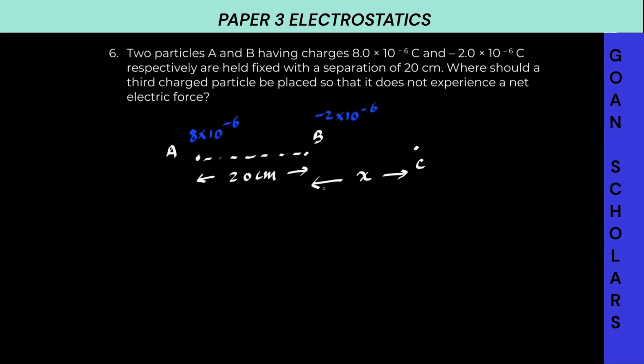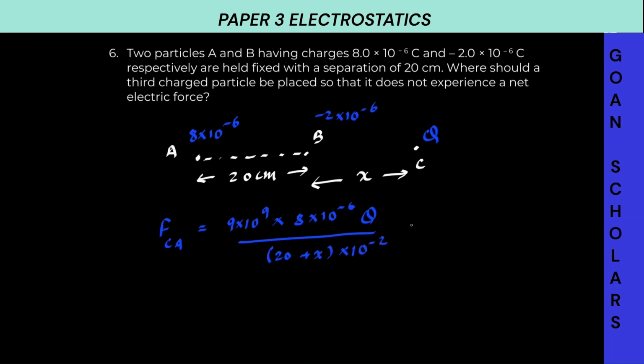Let's figure out the force due to A on C. The force on C due to A will be equal to K, which is 9 × 10^9, into the first charge, 8 × 10^-6, and let's assume the charge to be placed at C is capital Q, whole divided by the gap between A and C, which will be (20 + x) × 10^-2 whole square. This is equation number 1.